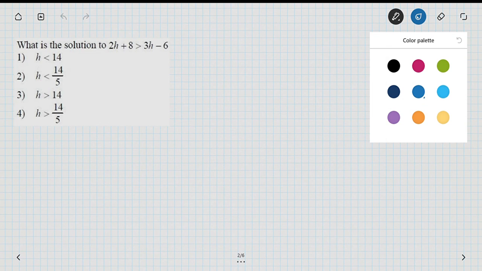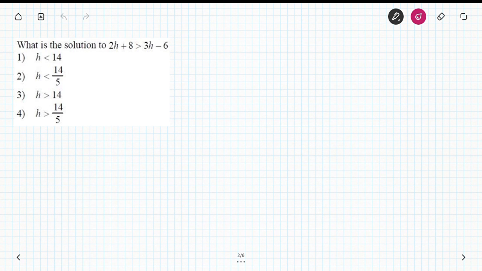This time I want to use this reddish color. Okay, this is a very similar problem. 2h plus 8 is greater than 3h minus 6. Now I notice that there's a 2h and a 3h on opposite sides. So what I want to go ahead and do is subtract this 3h, and that way I get rid of it. So then I combine my like terms.